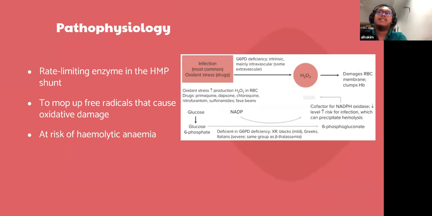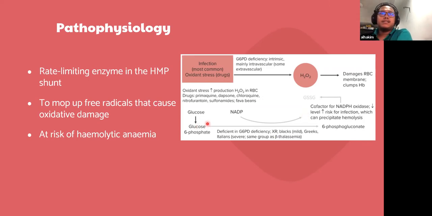Okay, next is the pathophysiology. The patient lacks G6PD, glucose 6-phosphate dehydrogenase, which produces NADPH from NADP. NADPH is important in our body to protect from free radical damage and to convert oxygen to fight infection, because NADPH reduces oxygen into oxygen ions, which are later used by neutrophils to fight the infection. So the person that does not have G6PD will be prone to infection. That's why infection is the most common cause of oxidative stress.